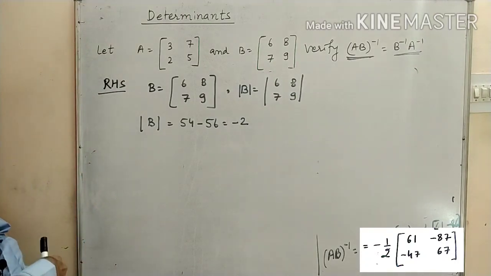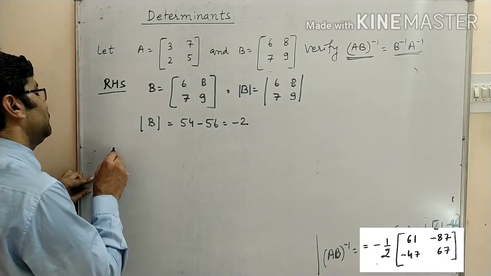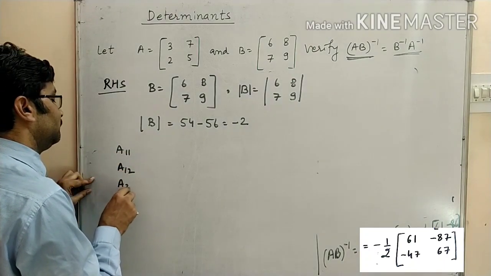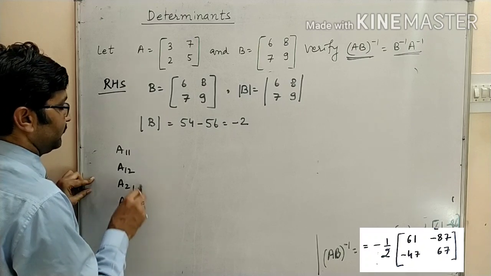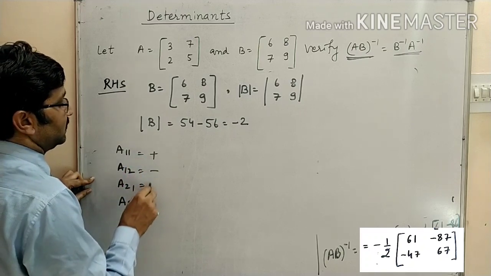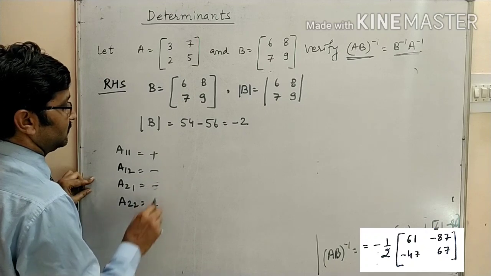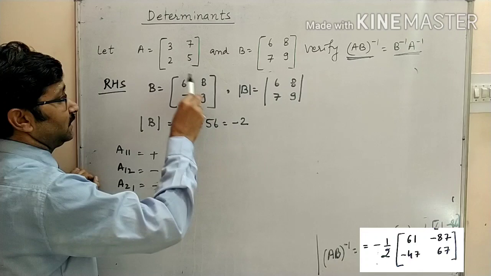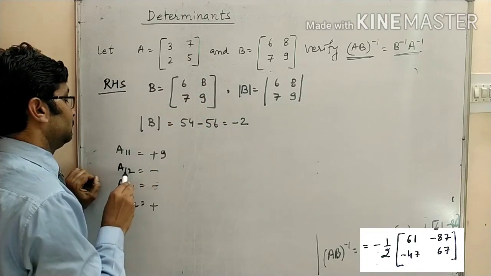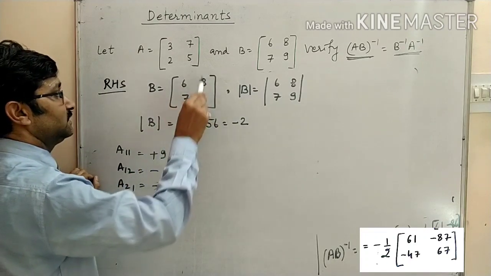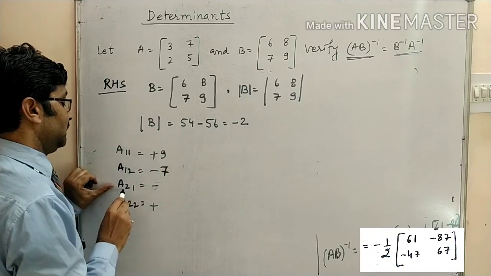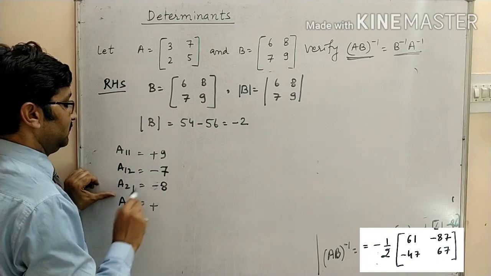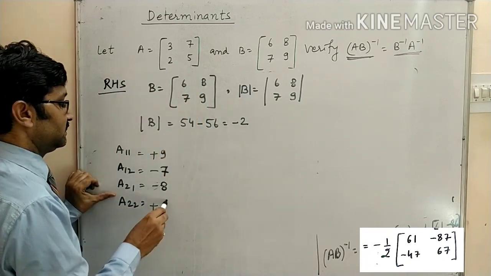Now for that we have to find the adjoint. Adjoint means, same as before, you find A11, A12, A21 and A22, with signs plus, minus, minus and plus. First, when you take the first row and first column, you get 9. Now the first row and second column, you get 7. Then the second row and first column, you get 8. Then the second row and second column, you get 6.